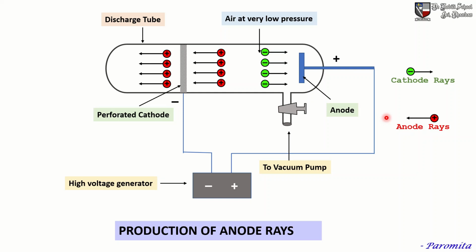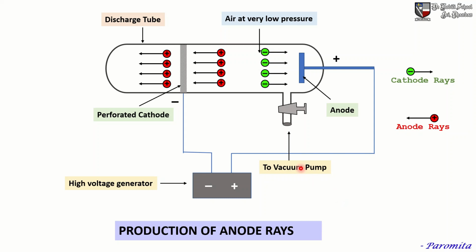Good morning, students. In our last class, we studied the cathode ray experiment and the discovery of electrons. Today we will study the production of anode rays in the discharge tube and the discovery of protons.